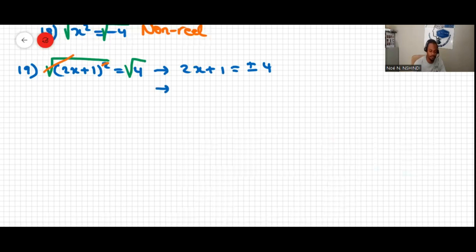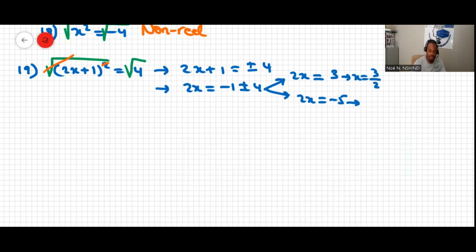Then we can move the 1 over. That makes 2x equal to negative 1 plus or minus 4. Okay, this means we generate two solutions. 2x equal to negative 1 plus 4 makes 3, and 2x will be negative 5. Then x will be 3 over 2, or x will be negative 5 over 2. That was question 19.